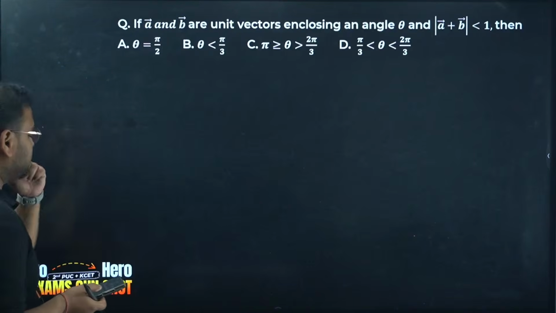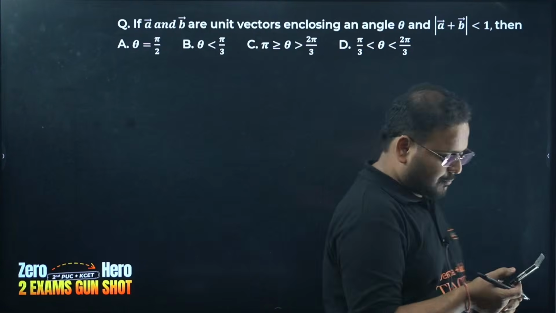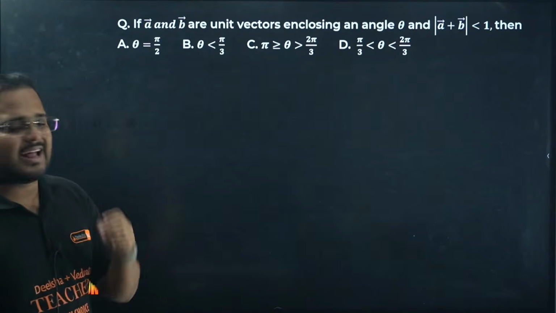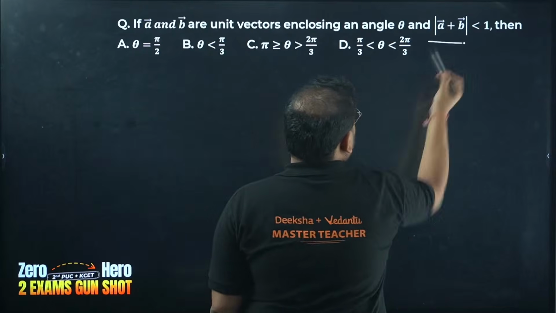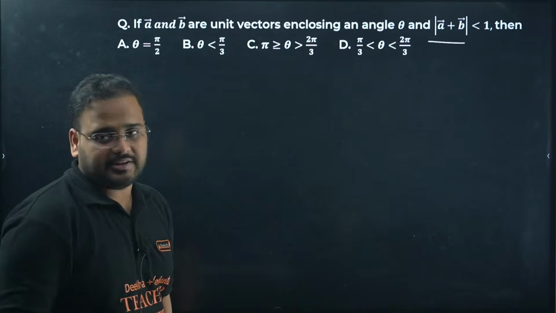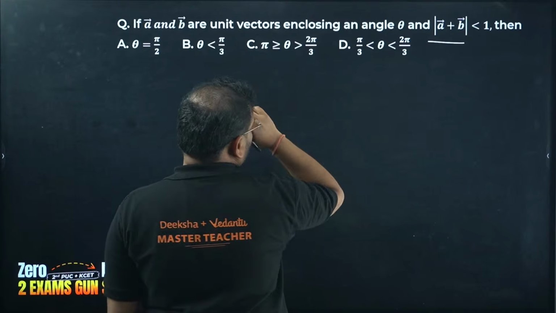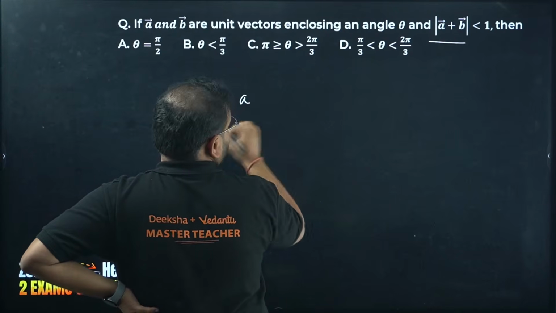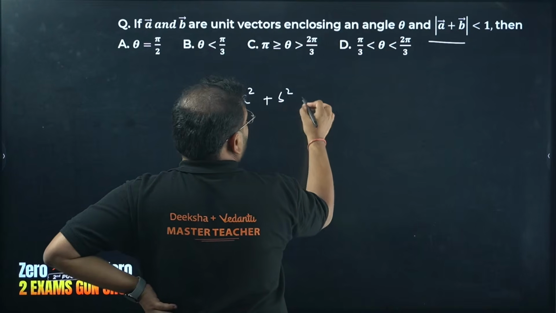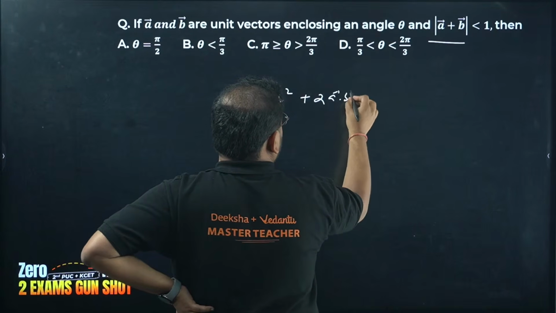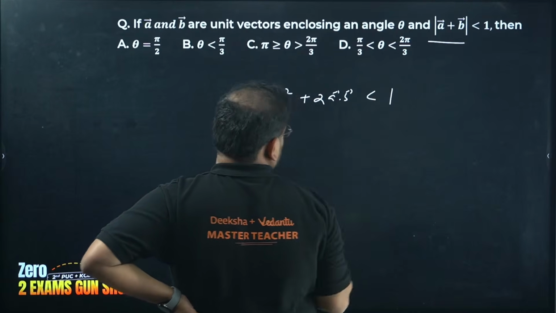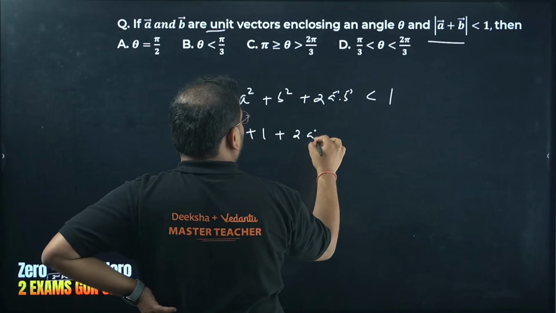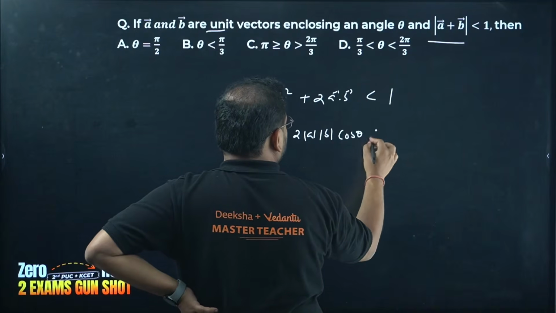Question solving now, answers please. Who can solve this question? Nikhil, solve this particular problem. If A and B are unit vectors enclosing an angle theta, and this condition is also true, then what is the condition for the theta value? Okay, great. Square it up. If you square it up, what are you going to get? You will get A square plus B square plus twice A dot B, which is less than 1. Unit vector means the magnitudes are 1. So 1 plus 1 plus 2 mod A mod B cos theta is less than 1.